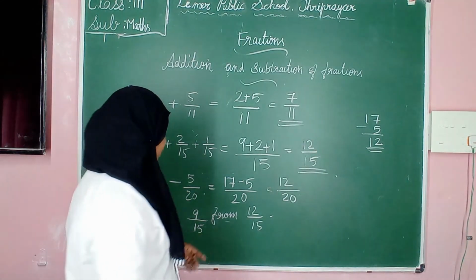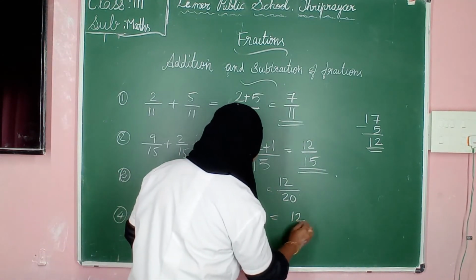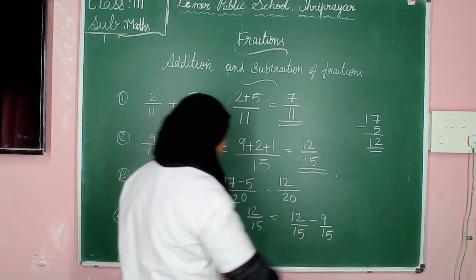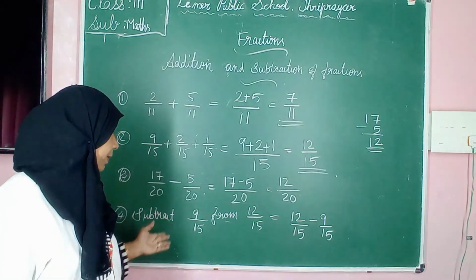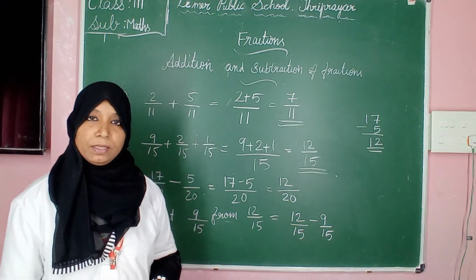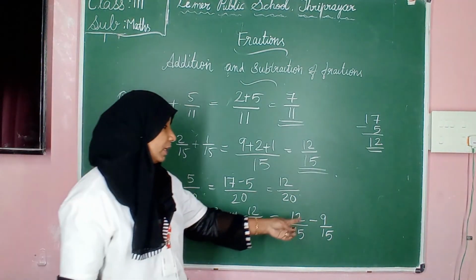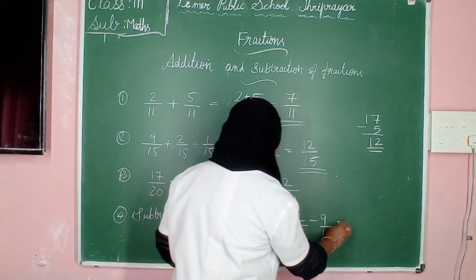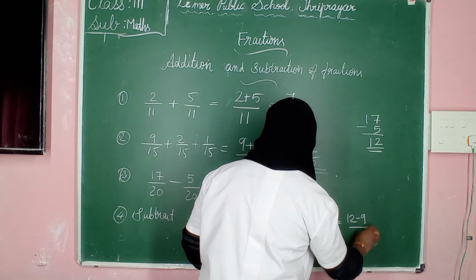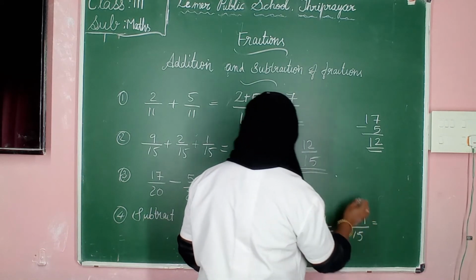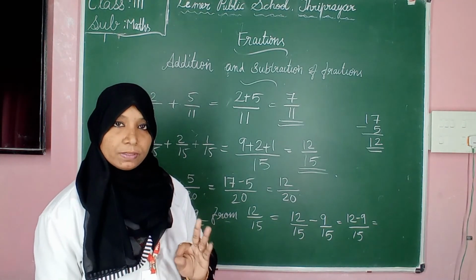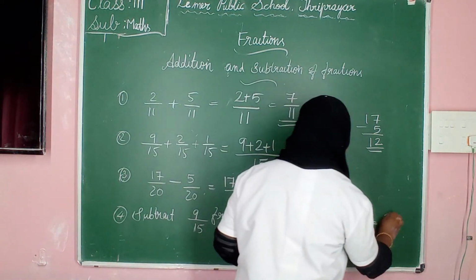So here it is 12 by 15 minus 9 by 15. This is the question. Don't write 9 by 15 minus 12 by 15. That is 12 by 15 minus 9 by 15. So, as usual, 12 minus 9 by 15. What is 12 minus 9? After 9, 10, 11, 12. 3. 3 by 15 is the answer.